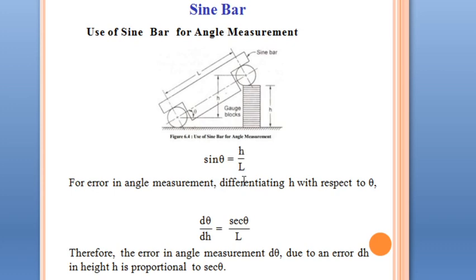Suppose any errors are included: the error in angular measurement d theta due to an error dh in height h is proportional to secant theta, differentiating with respect to theta and h. d theta divided by dh equals secant theta divided by L. So dh is proportional to secant theta. If any errors are included, we use this formula. Otherwise, sin theta is equal to h by L for measuring the taper angle of the work part.